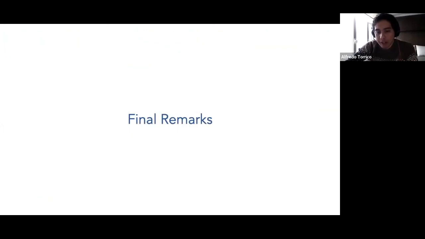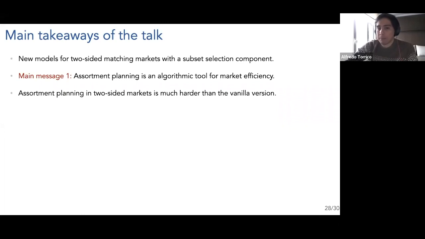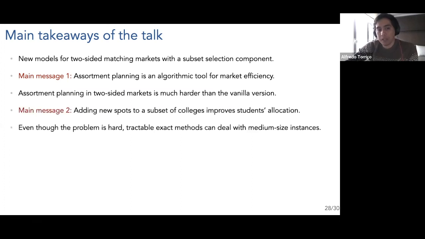Okay, let me move to the final part of the talk. We saw new models for two-sided matching markets with a subset selection component. The main message in the first part was that assortment planning can be used as a tool to improve the efficiency of decentralized matching markets. We saw that assortment planning in two-sided markets is much harder than the vanilla version, meaning the version in which you have only one consumer. In the second part of the talk, we saw that by adding new spots, we can improve the allocation of the students. And even though this problem is theoretically hard, a tractable exact method can deal with medium-sized instances.